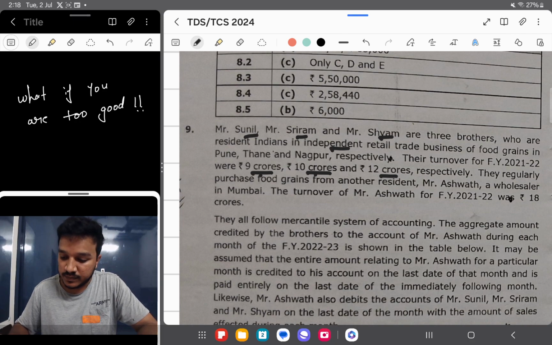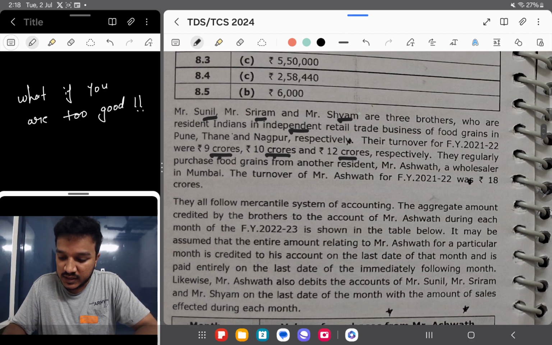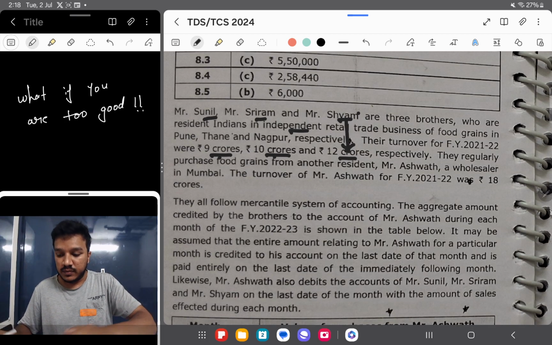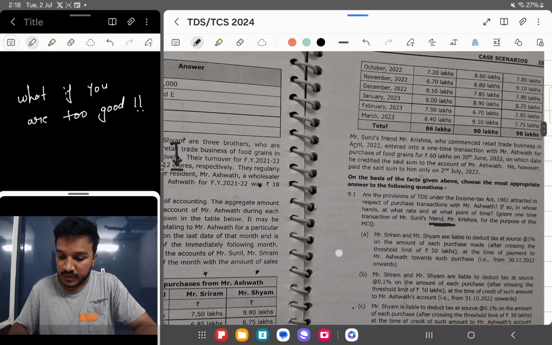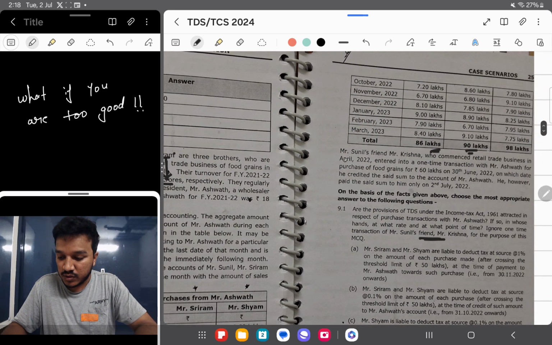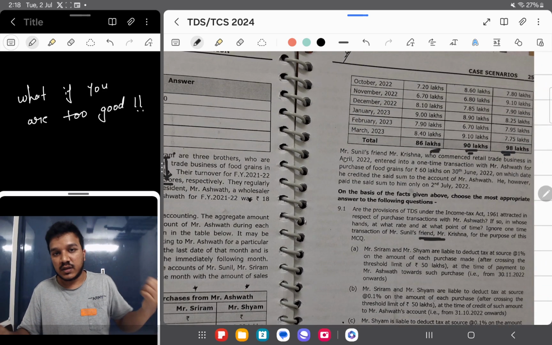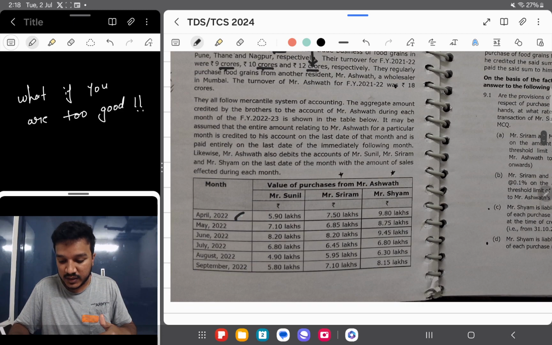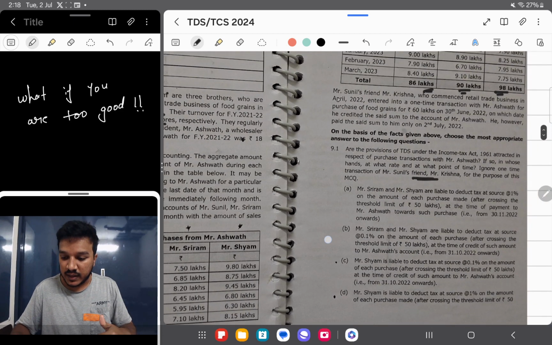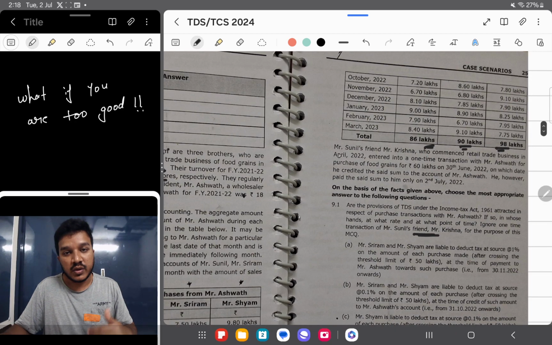Clear, right? So here Sham's turnover is more than 10 crores, so there TDS is applicable. But here if you see, all the purchases are more than 50 lakhs. You should also consider this: look at the previous year turnover, and then whether current year purchases are above 50 lakhs or not. In this question they have given month wise what all purchases have been made. For all the three parties, if you total it up, it is more than 50 lakhs.